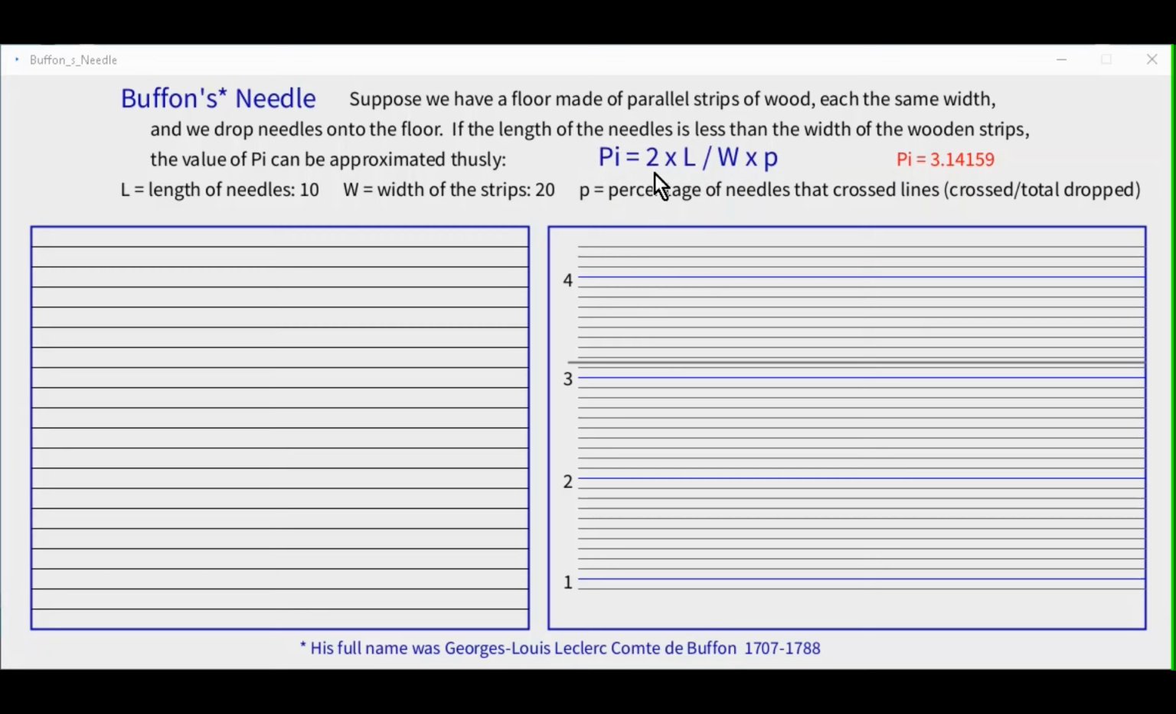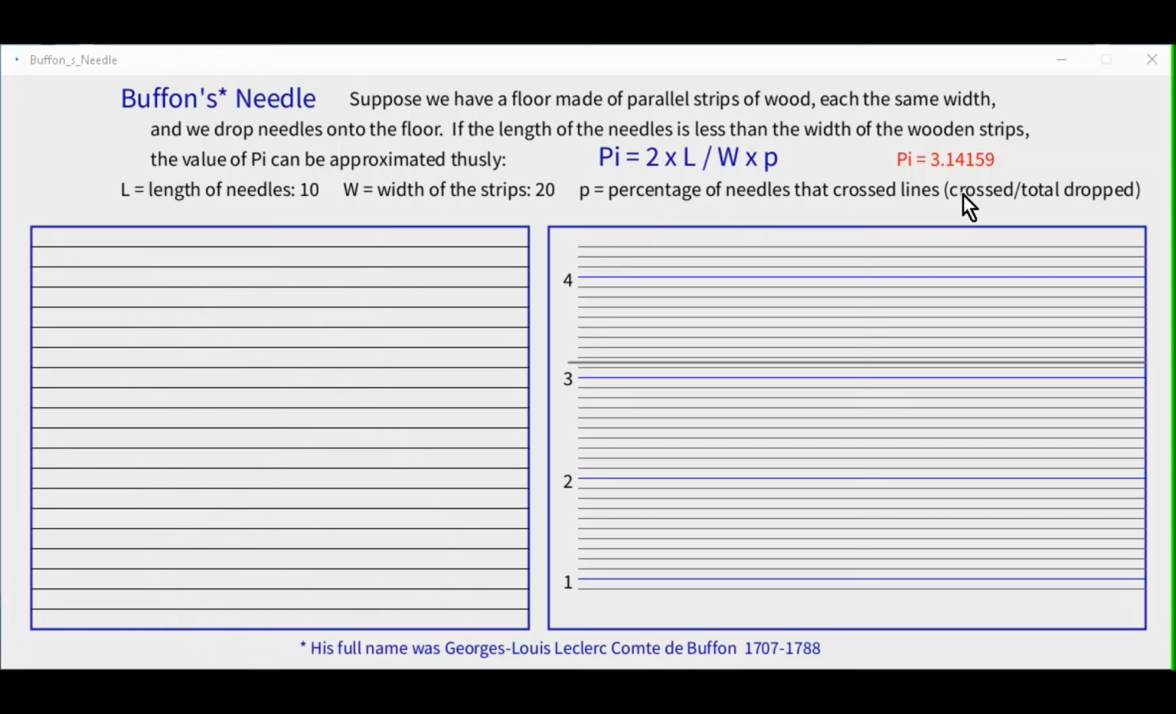So 20 divided by the width of each slat, and all the slats are equal in width and they are all 20. So it'd be 20 times p, and p is the percentage of needles that fell on cracks. In other words, the lines here that mark the separation of the strips of wood.